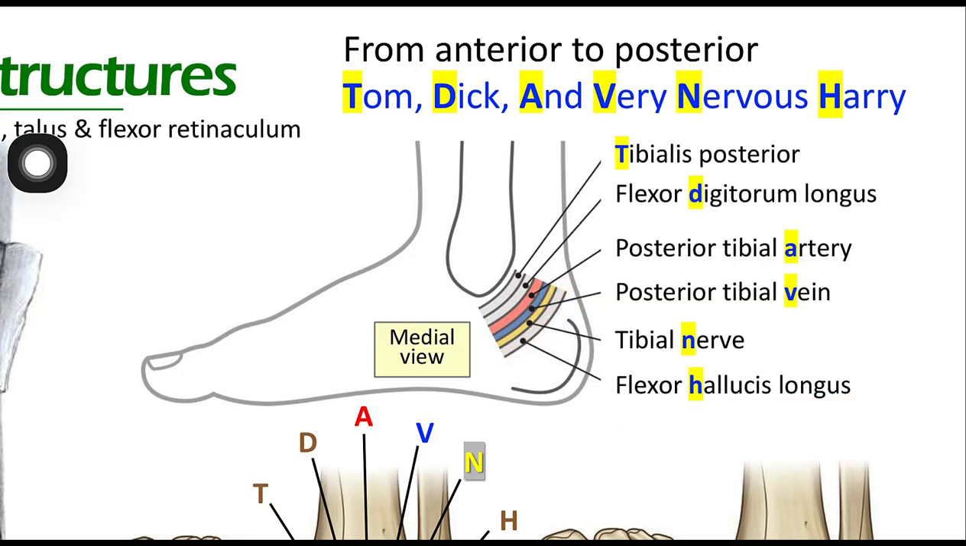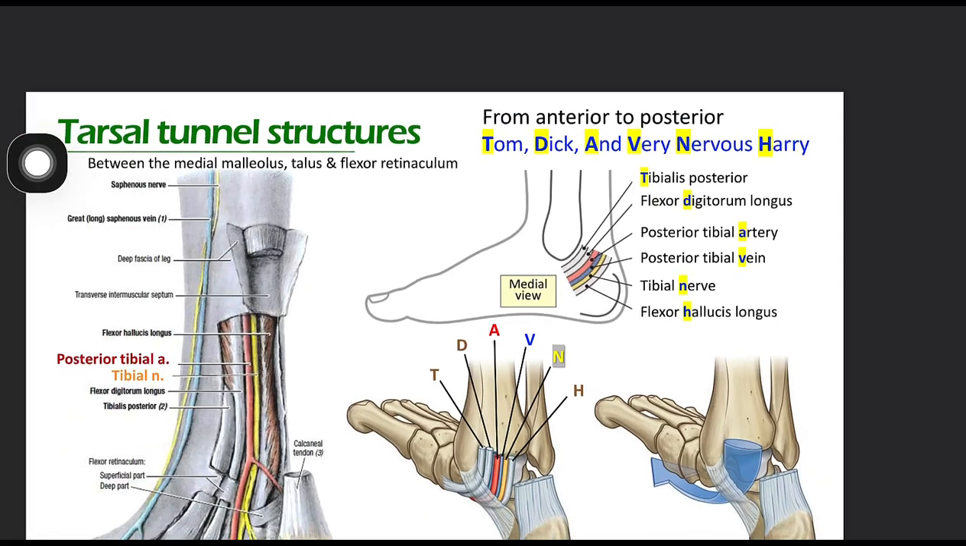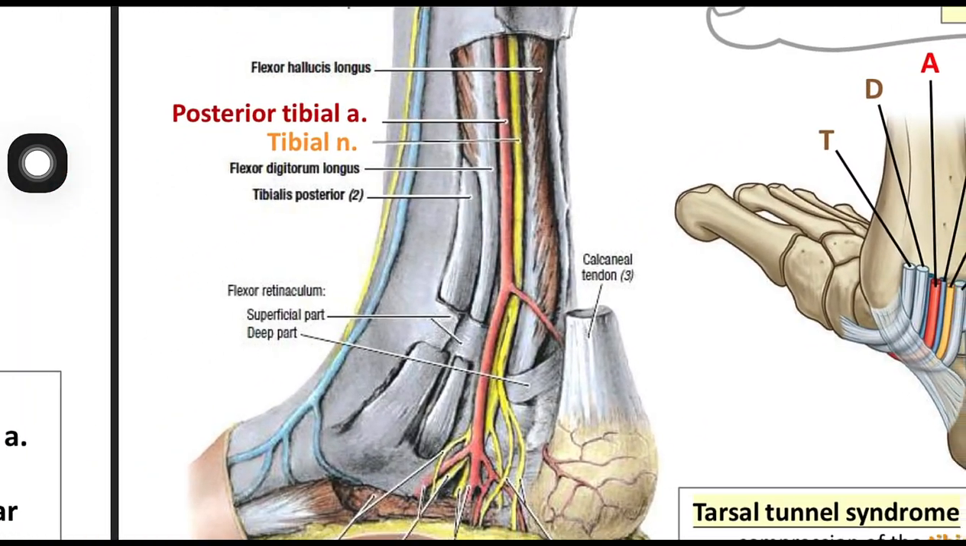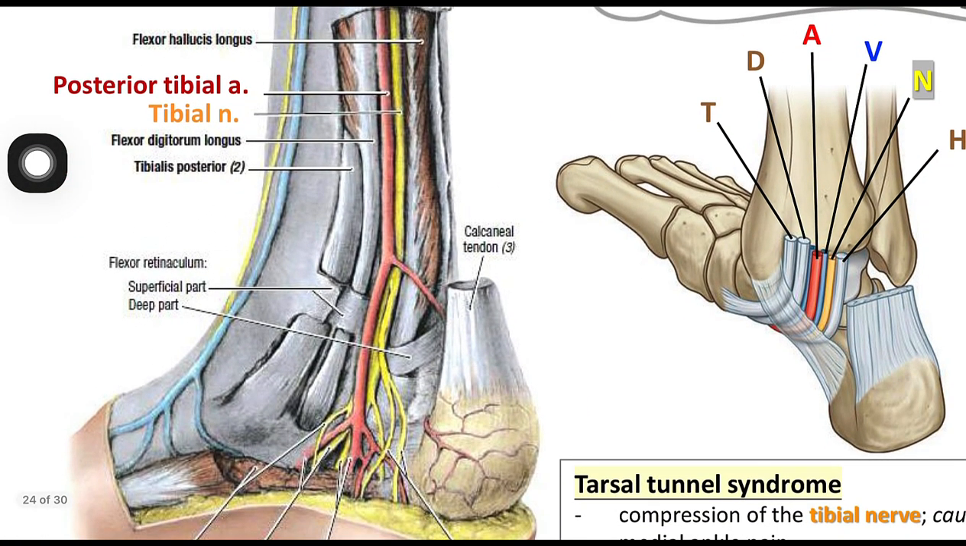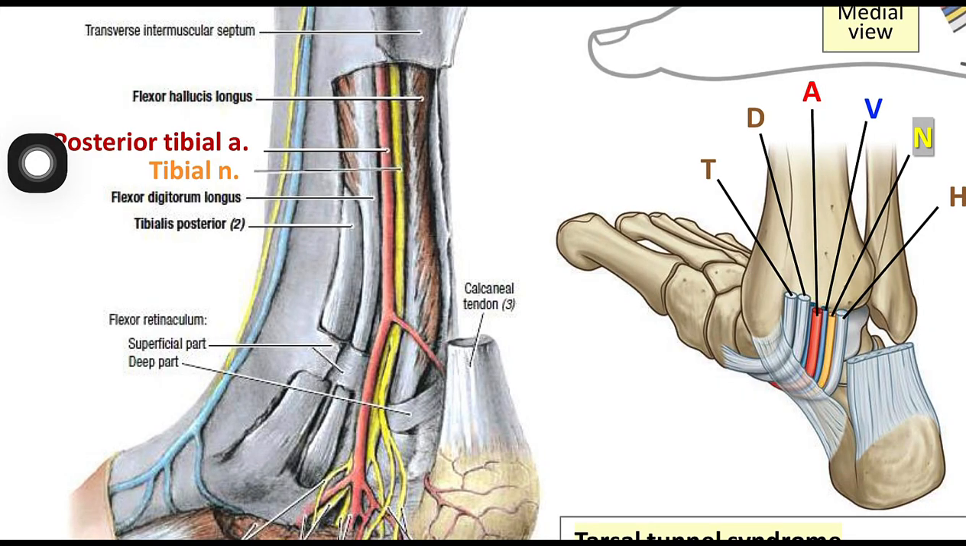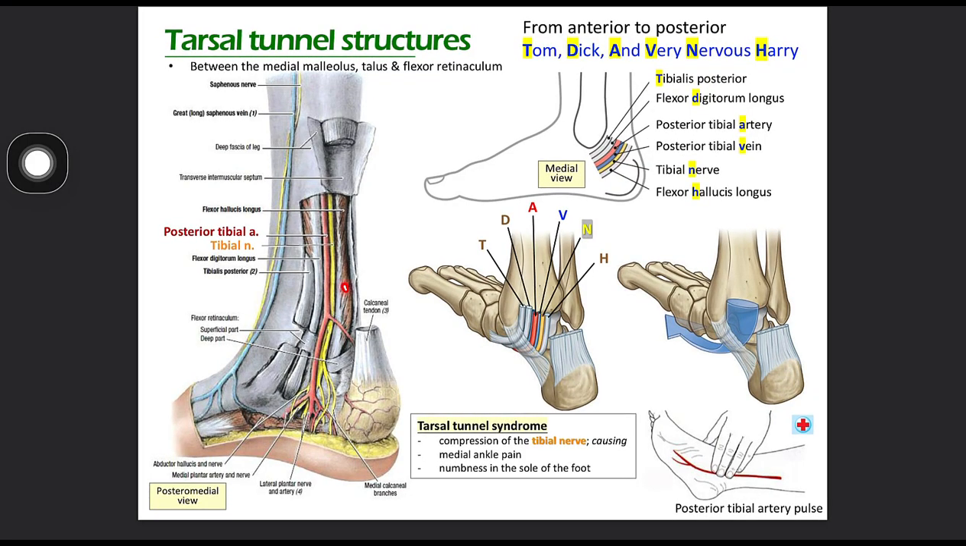Okay. So here you can see the arrangement. So we have the tibialis posterior, and then Tom, Dick, and very nervous Harry, the muscle, the hallucis here, okay?